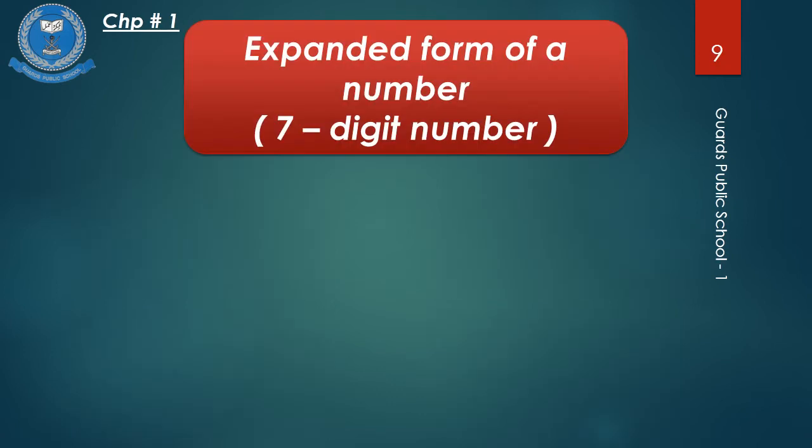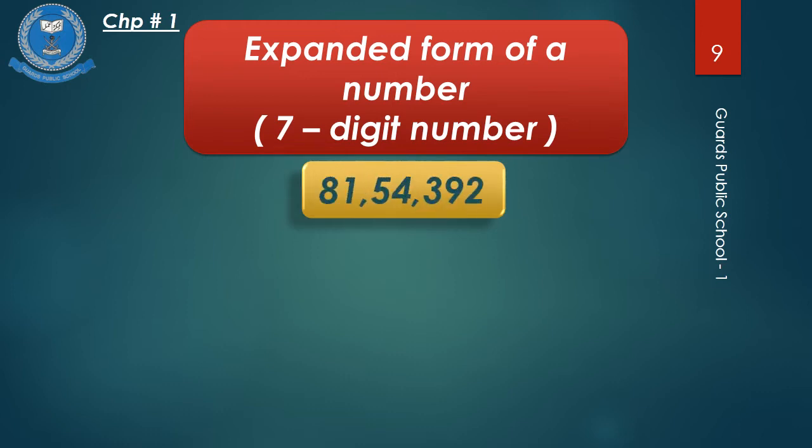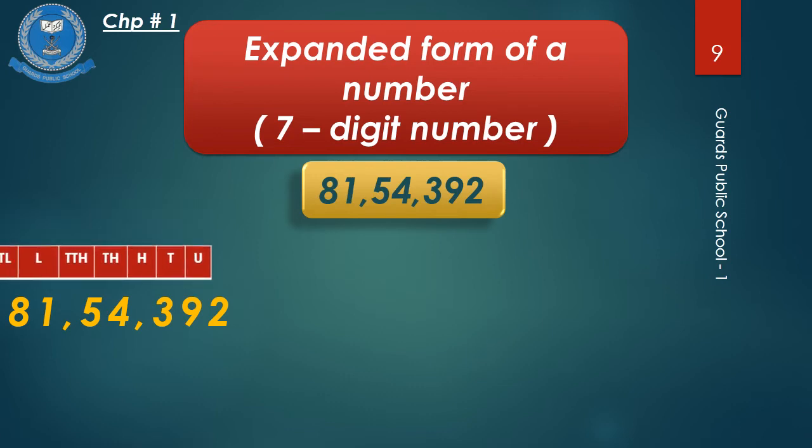Expanded form of a 7-digit number. The number given for expanded form is 81,392. As the commas are given in the Pakistani way, be careful with your commas. To write the expanded form of any number, we need to identify the place value or the positions of the digits in the given number. Let's start reading from right.